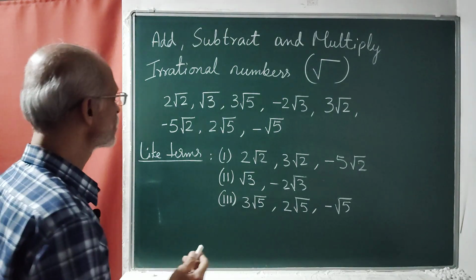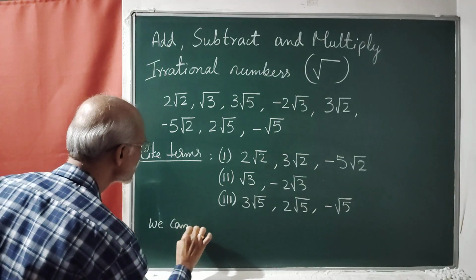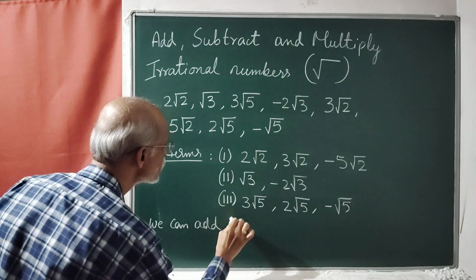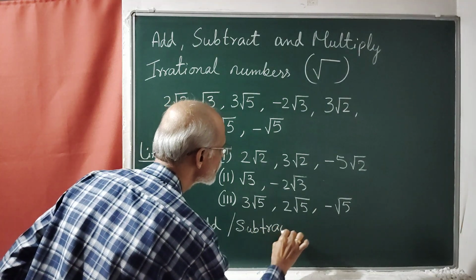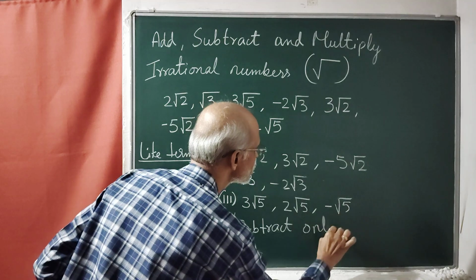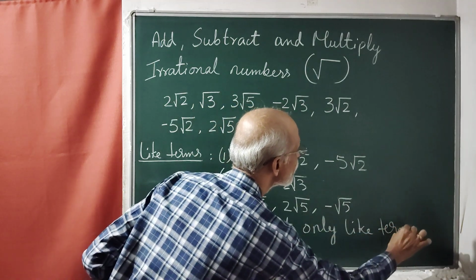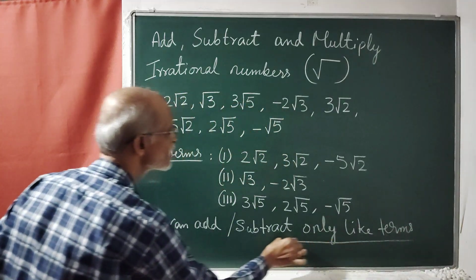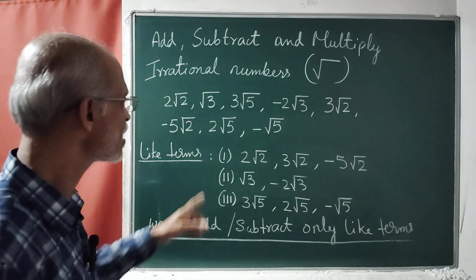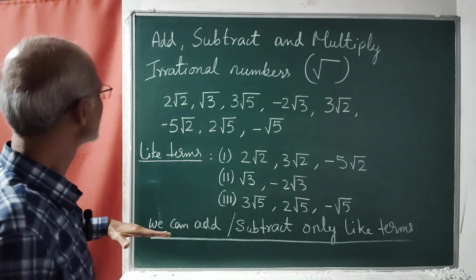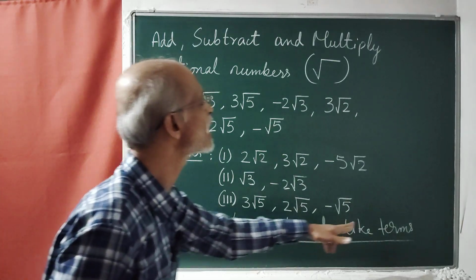Now coming to this, we can add or subtract only like terms. You have to remember this carefully. First, you should know how to find which are like terms. Then, the first rule is we can add or subtract only like terms.